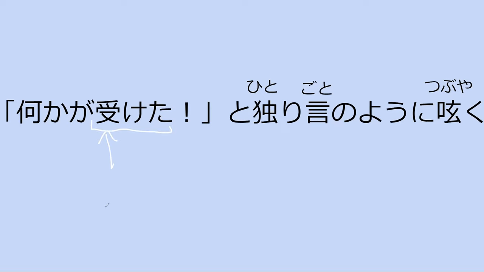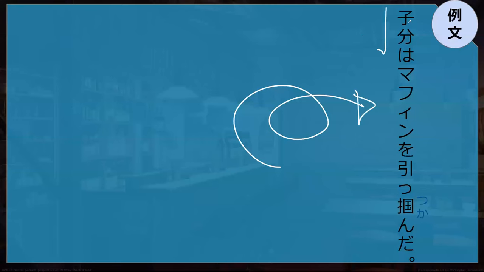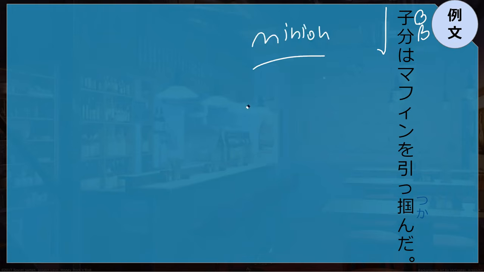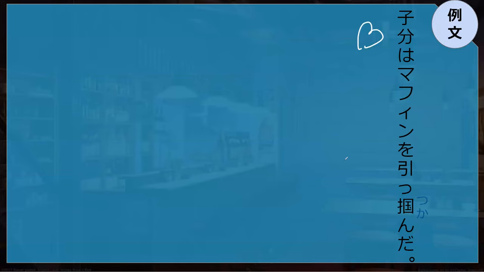Uketa, which is to receive. Perfect. Can you read this example sentence for me? See if you remember this one. Kobun wa. Kobun meaning my portion. That's a good guess. No, kobun means minion. I can see why, because it's child and then part. So you're like, portion, that makes sense, but it's minion. Muffin, oh, okay. So the minion snatches the muffin. Perfect. And do you remember how to read this one in the bold?